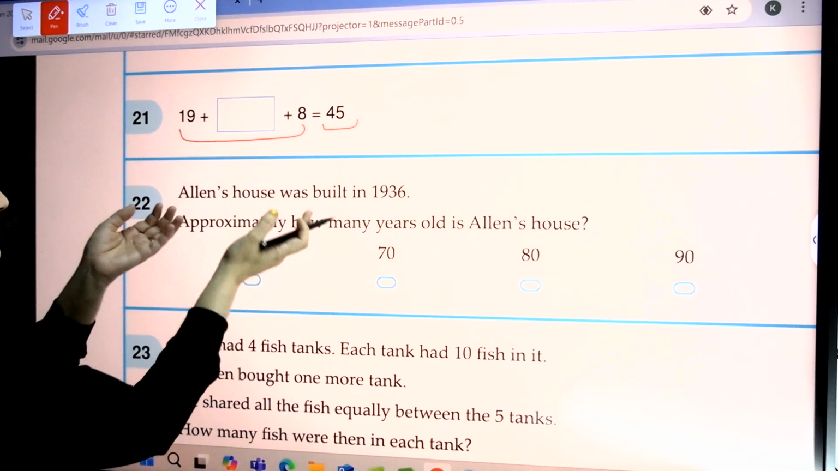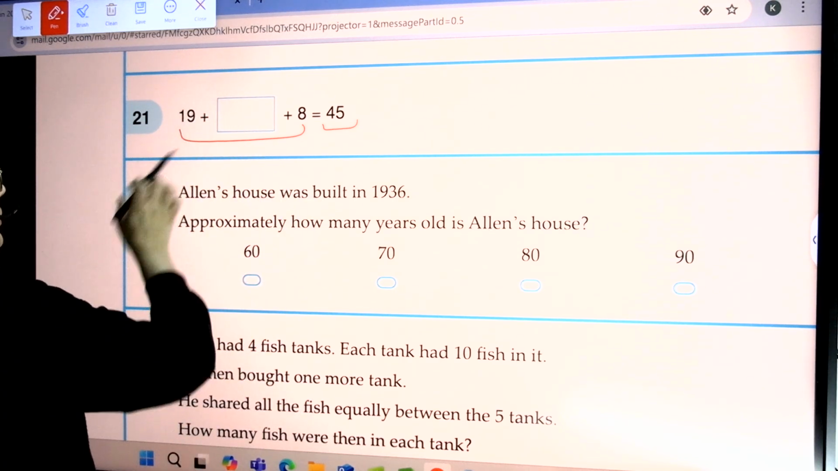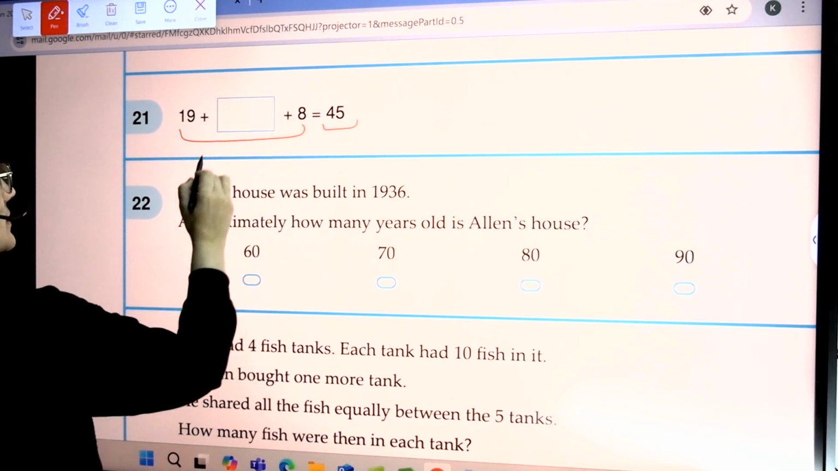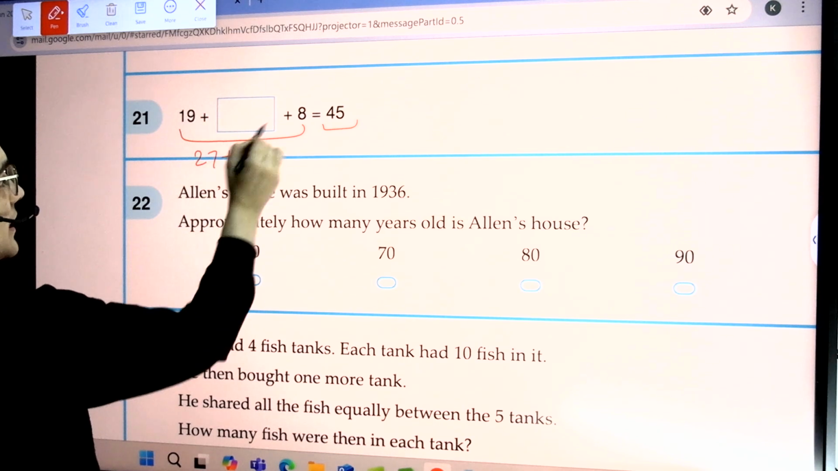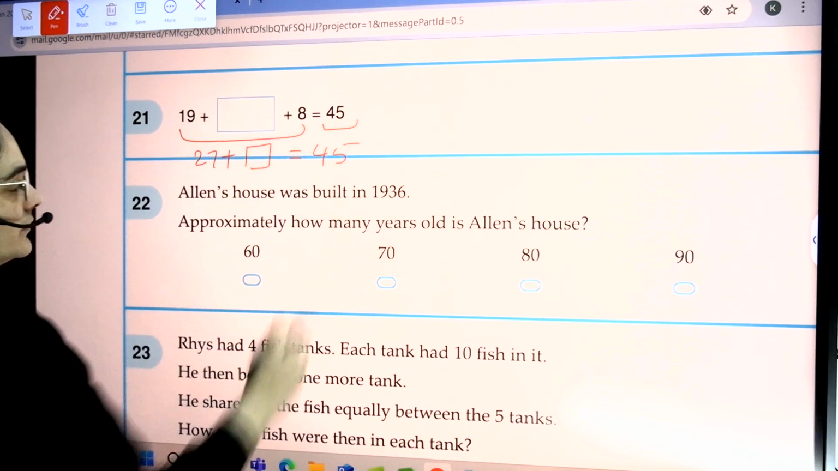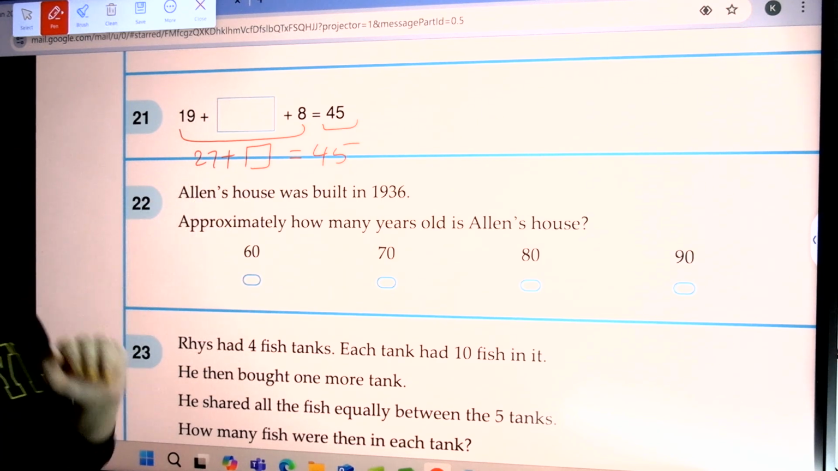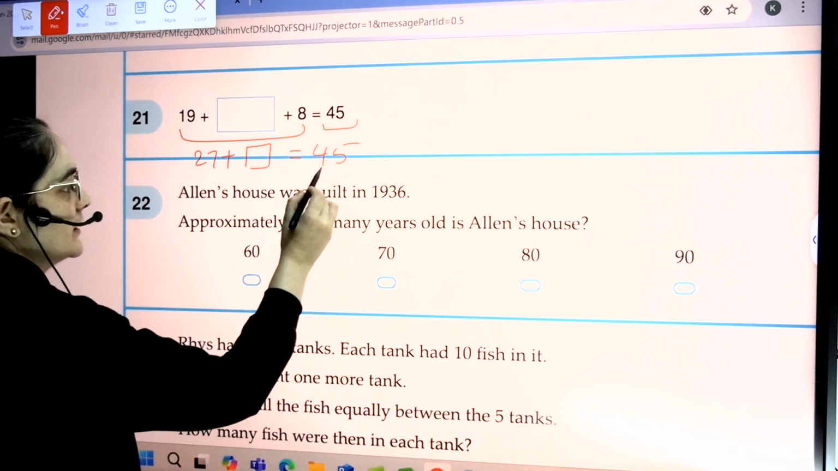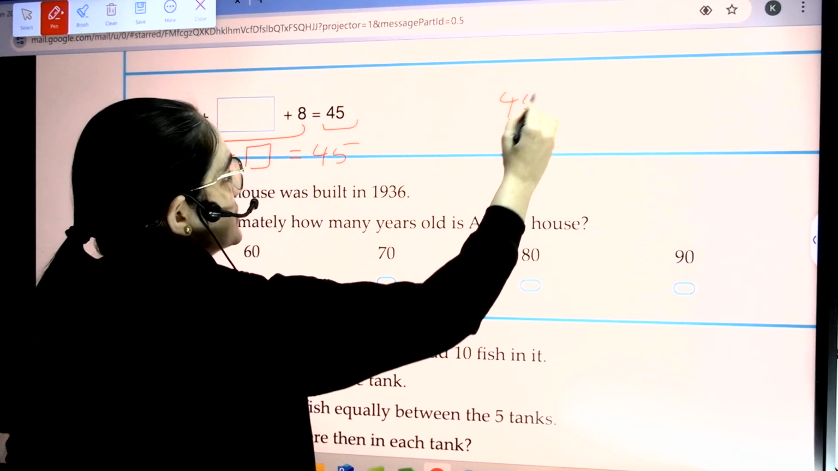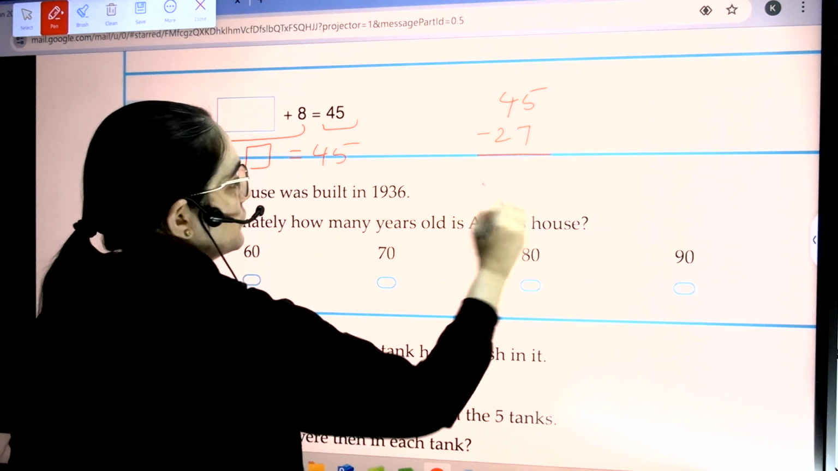So, balance scale. We should be looking at 19 and 8, they are being added, so 19 plus 8 is 27, and then there has to be something else. Together they should make 45. When I use inverse calculation for this, I should be subtracting 27 from 45. In the rough space you can subtract 45 minus 27.